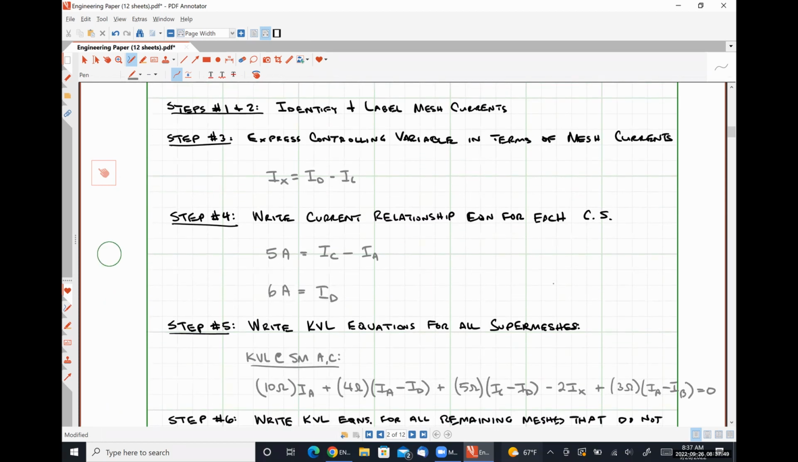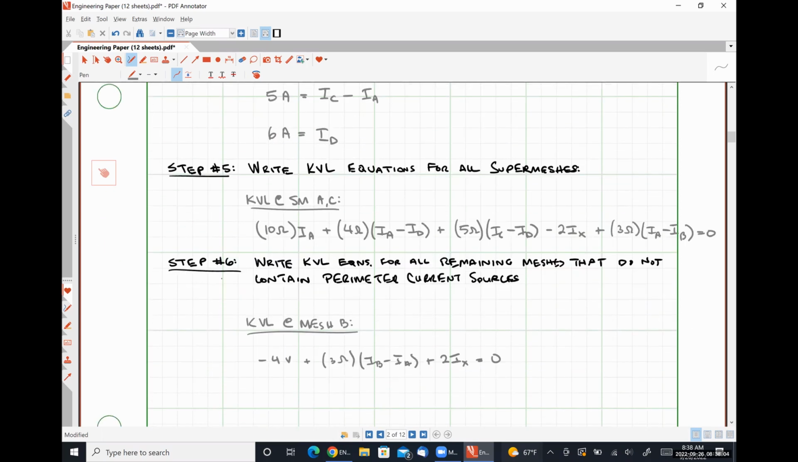So in this particular circuit, we have 4 unknown mesh currents, IA, IB, IC, ID, as well as the controlling variable IX. So we're expecting to get 5 equations in order to solve this thing. 1, 2, 3, 4, 5 equations. We have enough to solve.